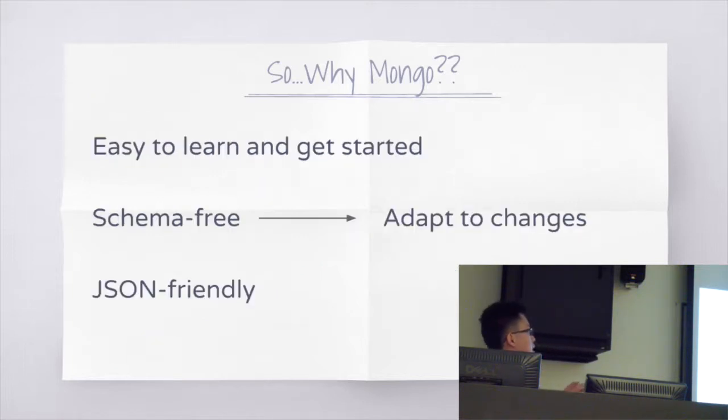MongoDB in general is very easy to learn and get started with. It is schema-free, which means you don't have to set up all the constraints and schema for your tables and fields. You can update whenever you want, so it adapts to changes and is very easy to use. Most importantly, it's JSON-friendly, so you can combine MongoDB with our project, where we use JavaScript to construct the whole structure. Node.js has very good support for MongoDB, which we'll see later.